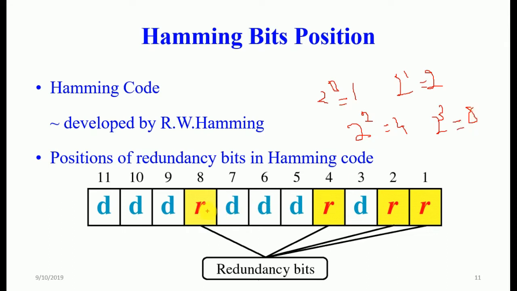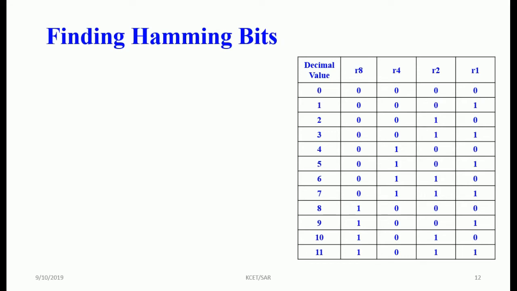And the eighth position is also a redundant bit. Other places are the data bits. Then, how do we find the value of the Hamming bits? Here, first we are going to find the R1 value.